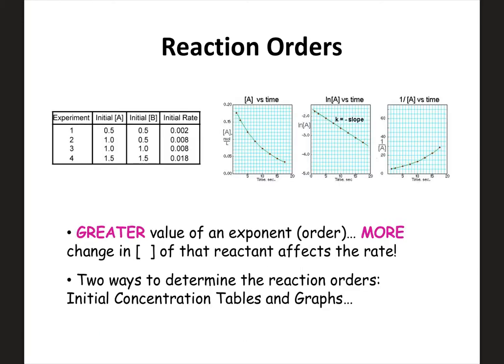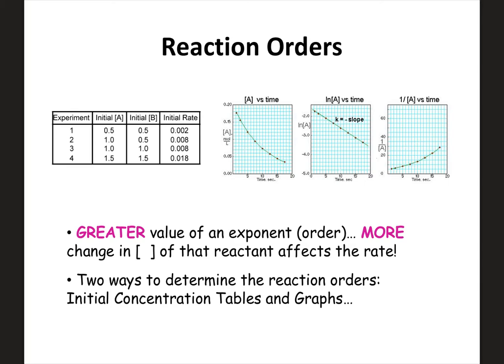So people always ask, what is the point of these reaction orders? Well, the idea is that when an order is a greater value, like 1 or 2, the higher the order, the more the change in concentration of that reactant will affect the rate. Essentially, the order tells you how changing the concentration of that reactant will affect the overall rate. So if you have a greater order, changing that concentration affects the rate more.